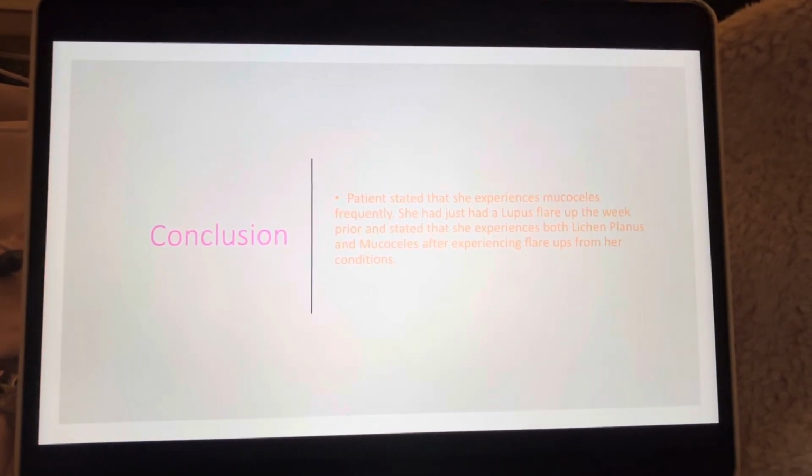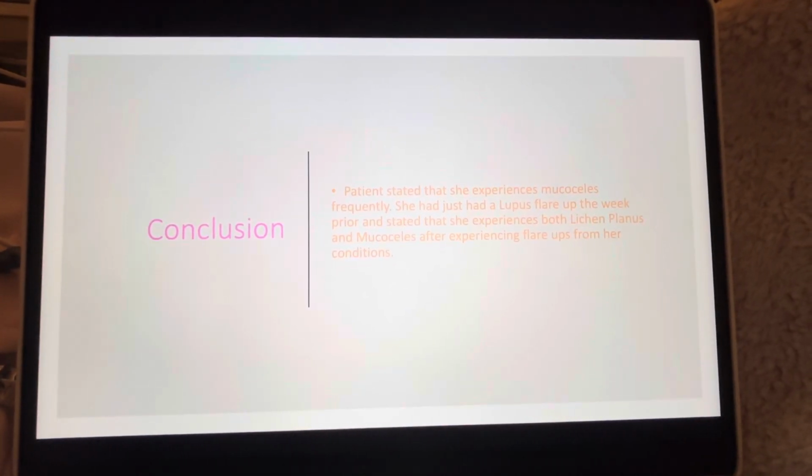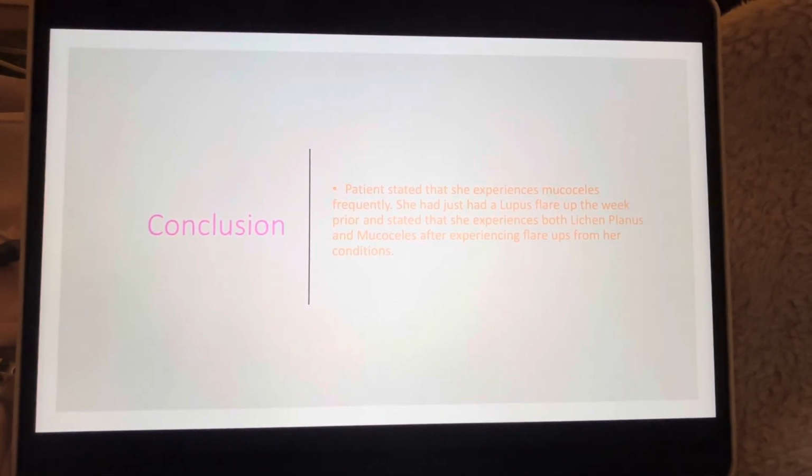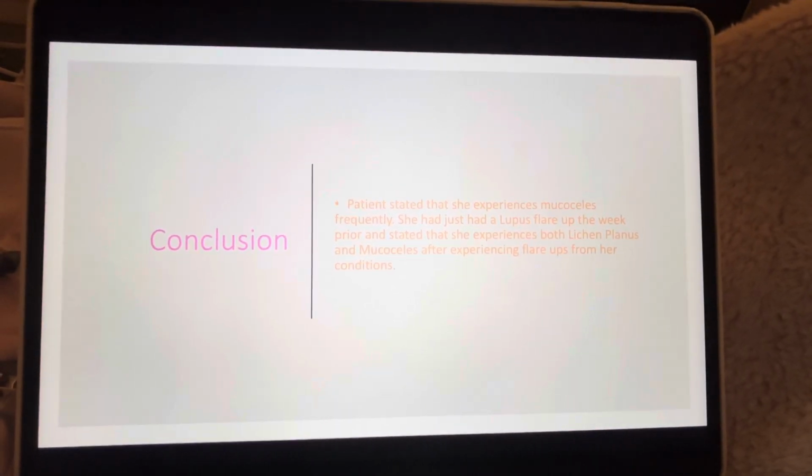So my patient stated that she experiences mucoceles frequently and that she had just had a lupus flare-up the week prior, and stated that she experiences both lichen planus and mucoceles after flare-ups, and that it's pretty common for her.